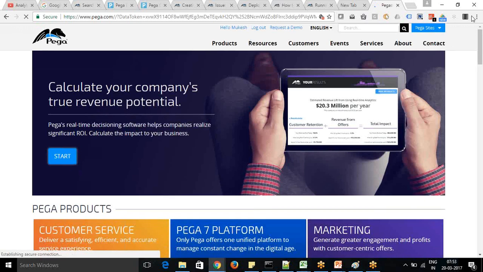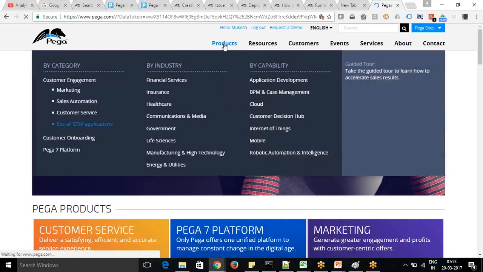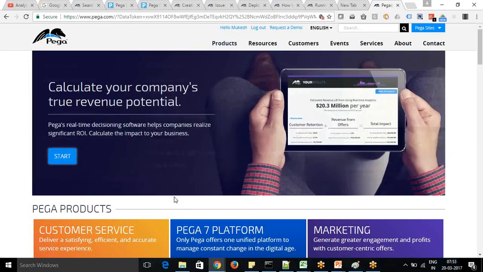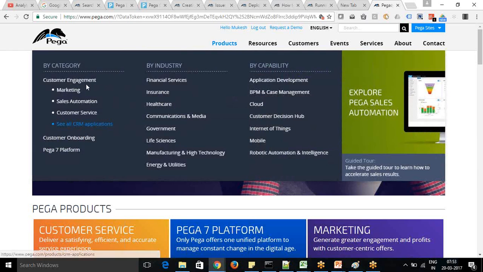Okay, so now you can see the different products which are available in Pega. You can see industry-wise: financial service, insurance, healthcare. These are actually what I told you are the solution frameworks. Normally we get the Pega 7 platform initially, and on top of it you can have different things, like marketing, sales automation, customer service. So there are also different products on that.